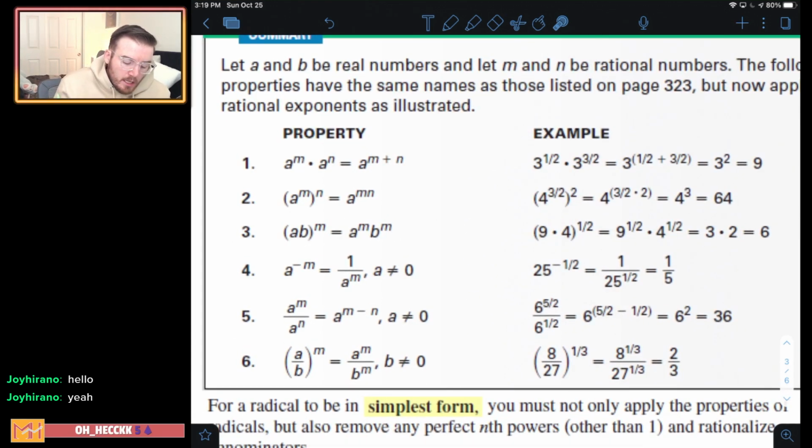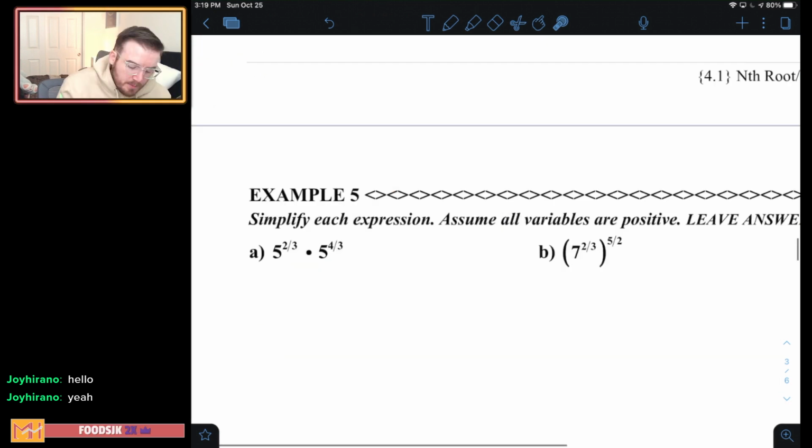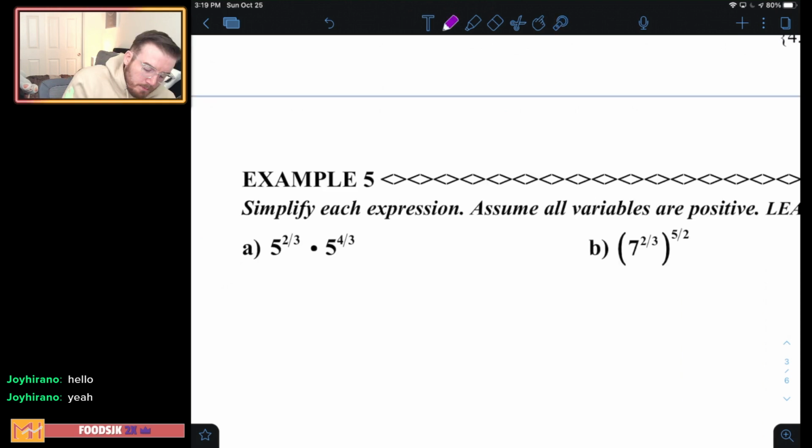So this is saying, notice all of these have the same base, right? It's the same number, the big number: 3, 3, 3, 4, 4, 4. The big number is the same. So when that big number is the same, we can simply add the exponents together when we multiply. That's what this property says right here. So this number is the same, so we can simply add the exponents.